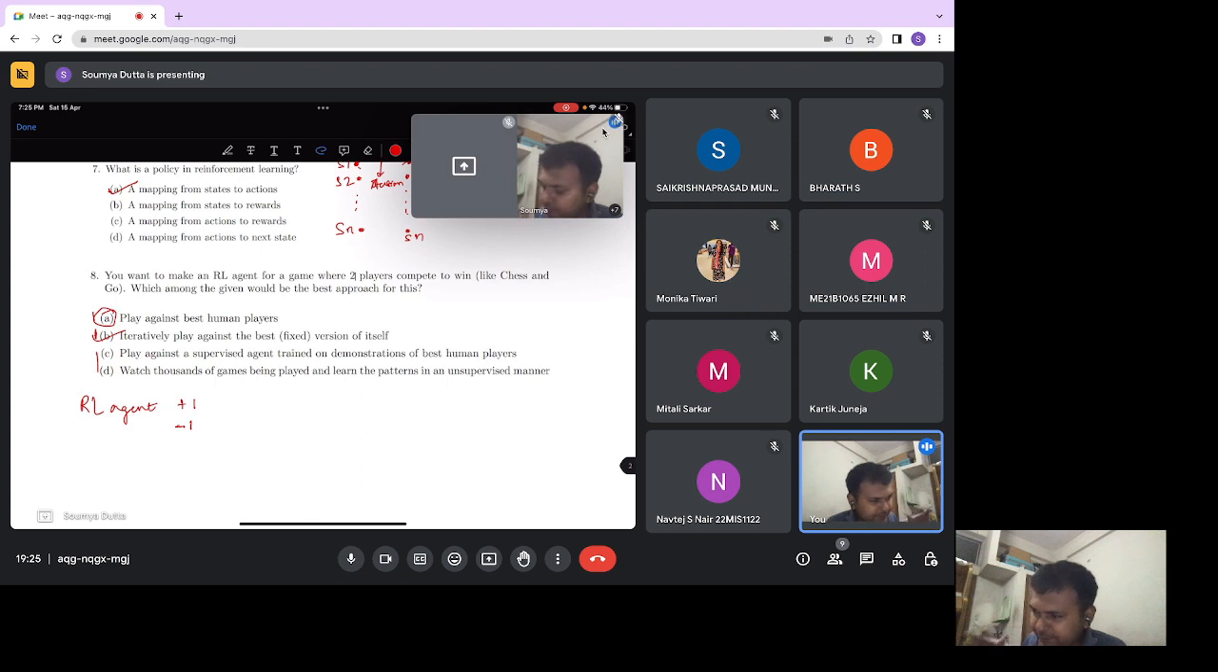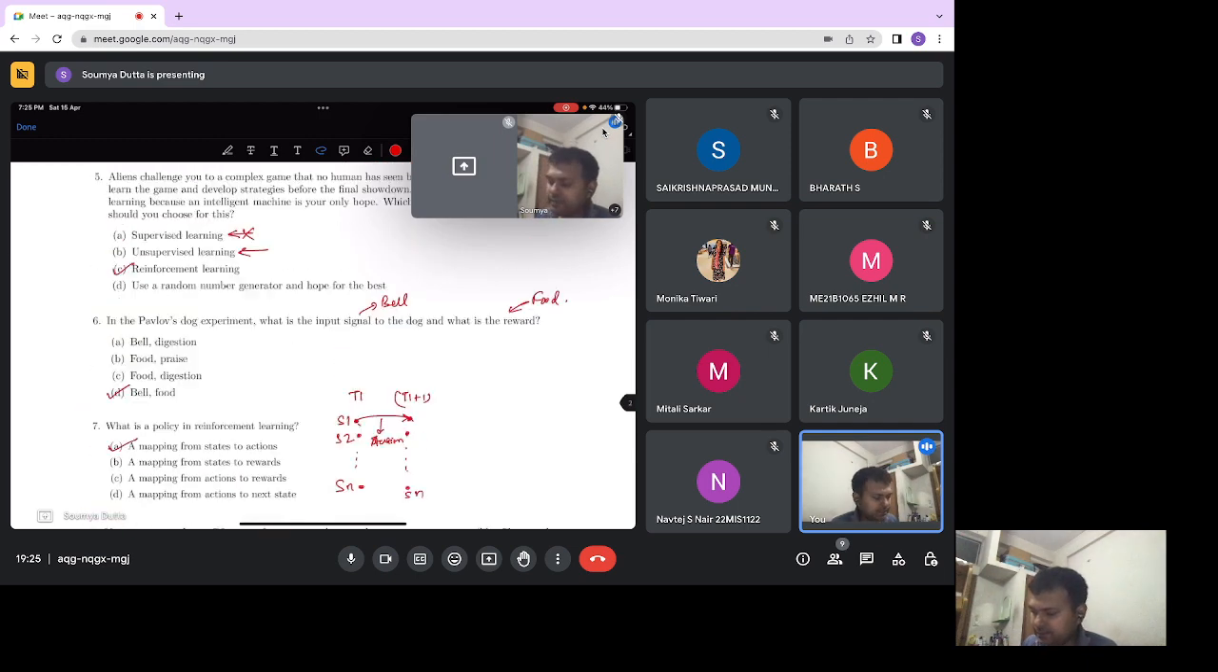And if you iteratively do this, so let's say you train it for 100 or 1000 such games, you fix that RL agent, and now you employ that RL agent against itself, where this version is fixed. So the adversary in this case would be fixed, and the other RL agent will be playing, and so on and so forth. So you iteratively play against the best version of itself, so that it learns slowly. So iteratively play against the best version of itself is the correct answer.